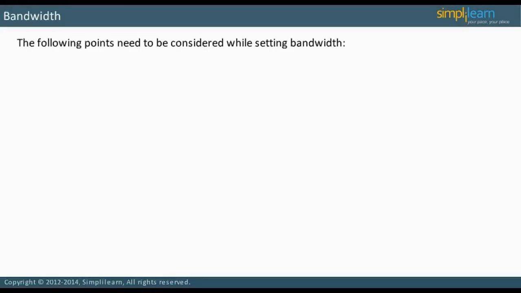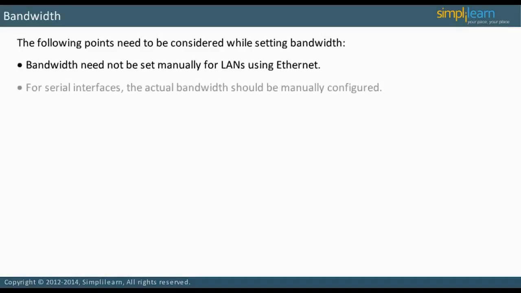For local area network LAN links using Ethernet, it is normally not necessary to set the bandwidth manually. However, for serial interfaces, the actual bandwidth should be manually configured because it affects many router processes. For example, routing protocols such as Open Shortest Path First, OSPF, and Enhanced Interior Gateway Routing Protocol, EIGRP, use bandwidth to determine best routes. Bandwidth affects load calculations, quality of service, QoS calculations, and Simple Network Management Protocol, SNMP, reporting.